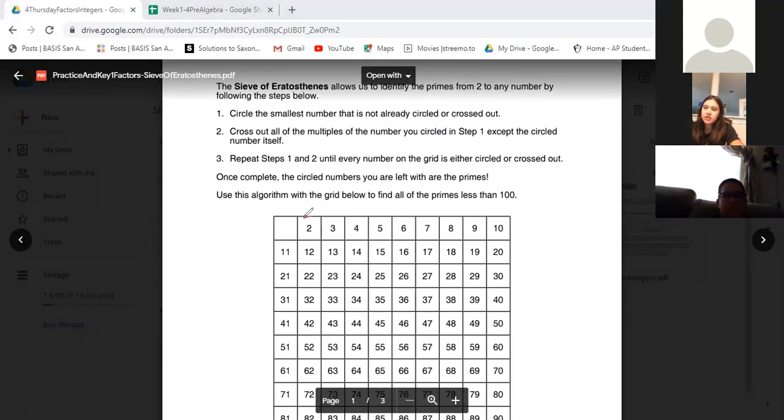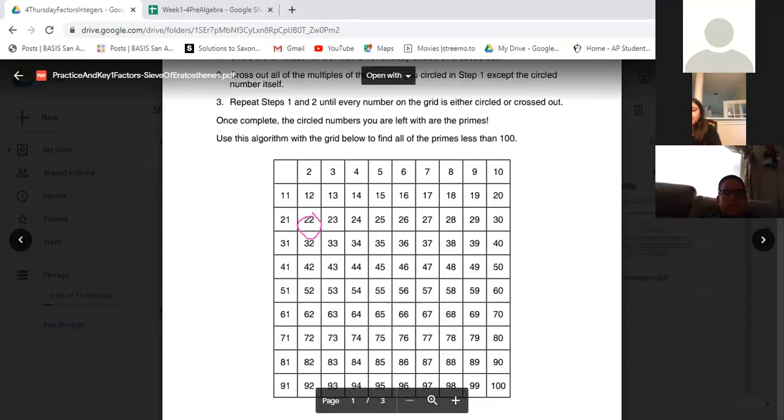So we would do 2, right? And then cross out all the multiples of the number I circled in step 1, right? So except the circled number. So I can't really do that because there is none there. And then basically, you're gonna keep doing that all the way down to 100, which is how far it goes. And then you will be left with only prime numbers.